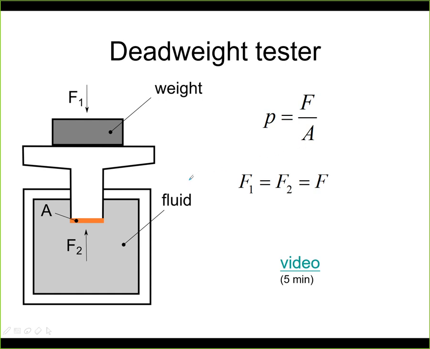We need to remove many influences that we have in the setup. We need to remove, for example, friction. So here there will be friction in the piston and in the cylinder, so we need to remove this. We need to remove the influence of temperature, and so on and so on. So although the principle itself is quite simple, the device is not, and the device will be quite expensive.